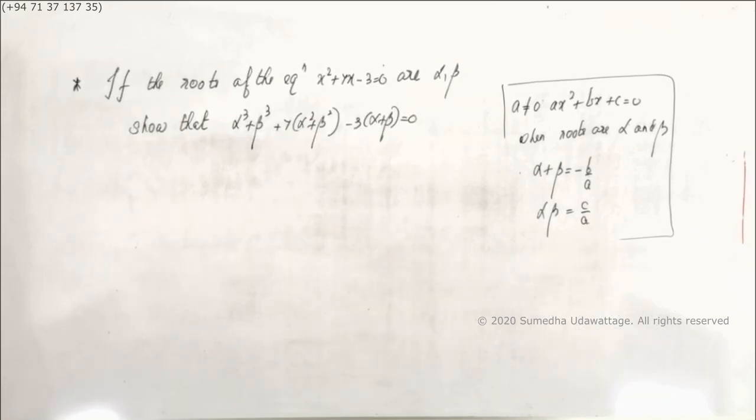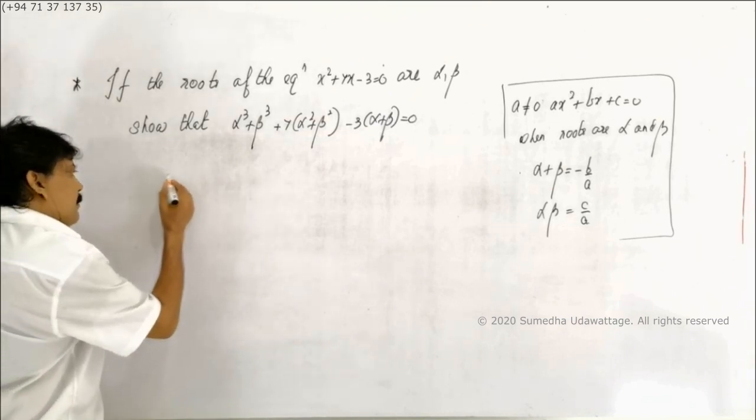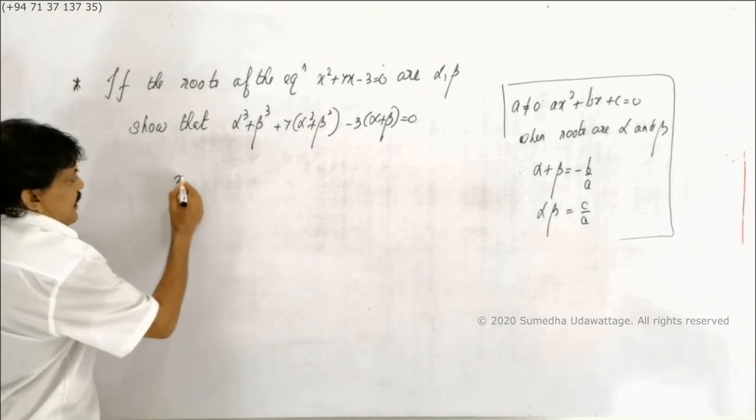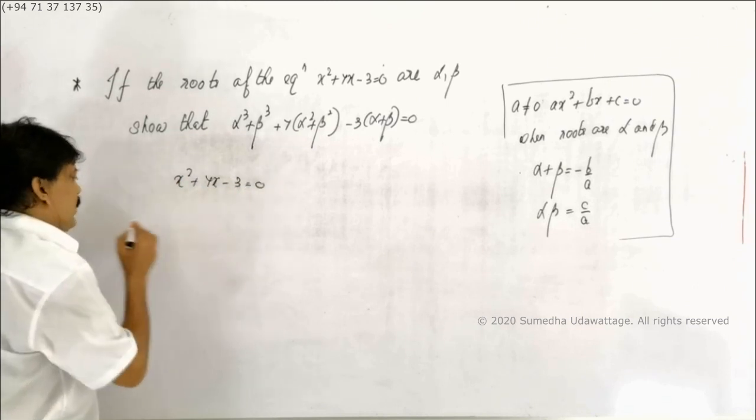Now the question says that if the roots of the equation x squared plus 7x minus 3 are alpha and beta, you have to show that alpha cubed plus beta cubed plus 7 times alpha squared plus beta squared minus 3 times alpha plus beta is equal to 0. We'll handle the question like this. x squared plus 7x minus 3 is equal to 0.